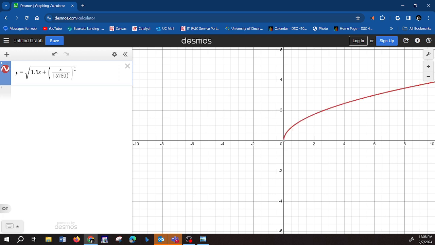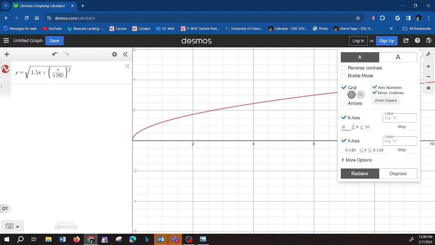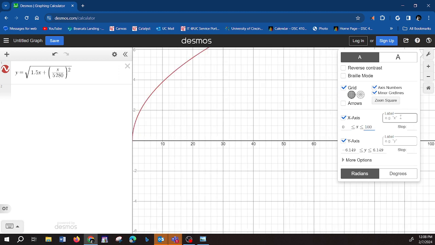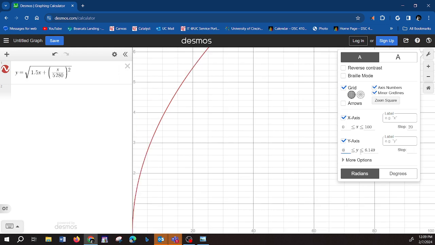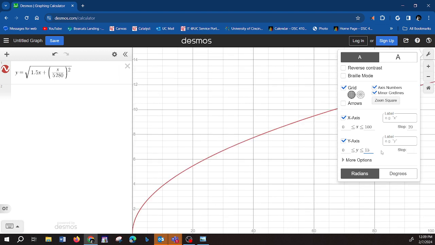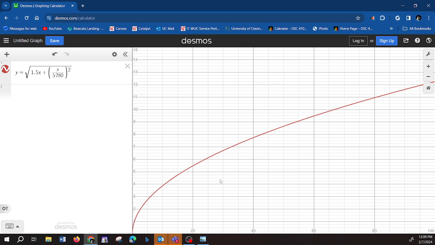Close that up, and now we can square that fraction. Okay, there it is. And we can come over here to the little gear and say that we want the x values from 0 to 100, and we want to step by 20. And then the y values, we're going to go from 0 to 15, and I think the scaling was just by 1. Okay, so there we can see what the graph looks like.